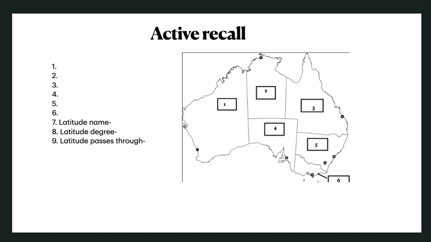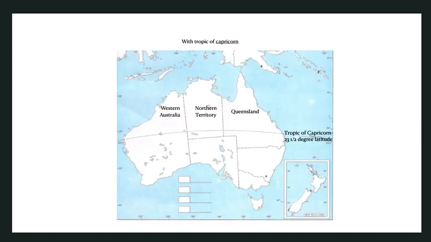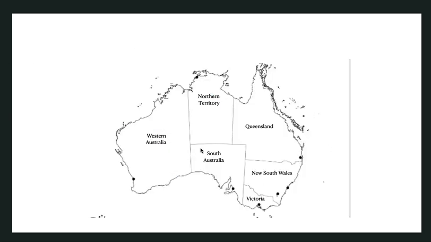Now, if you go back, we'll do the active recall once again. This is Western Australia, Northern Territory, and this is Queensland, and the Tropic of Capricorn. This line is passing through all the three places, and it has 23.5 degree latitude, and the name is Tropic of Capricorn.